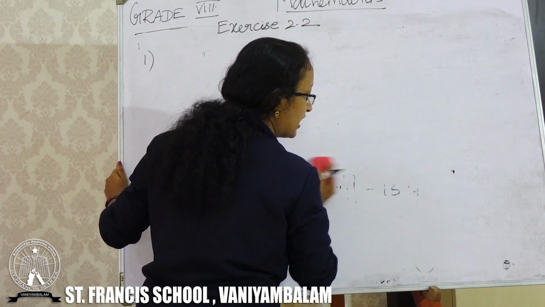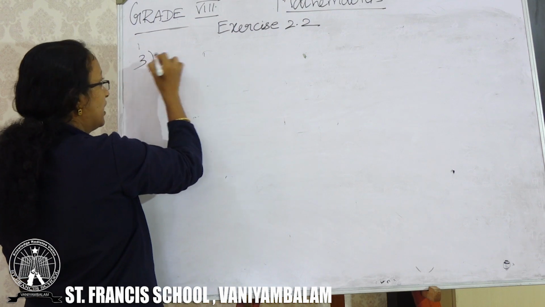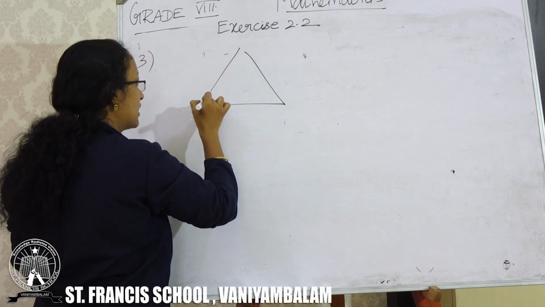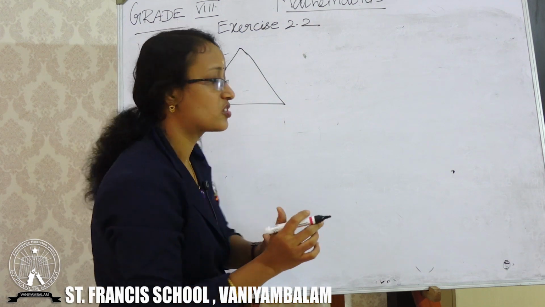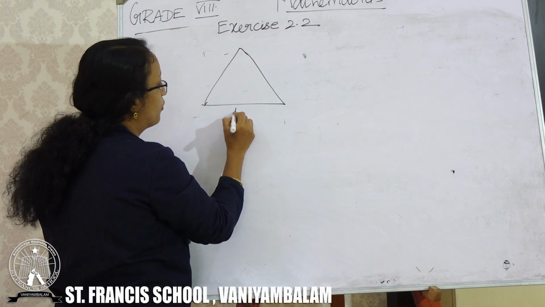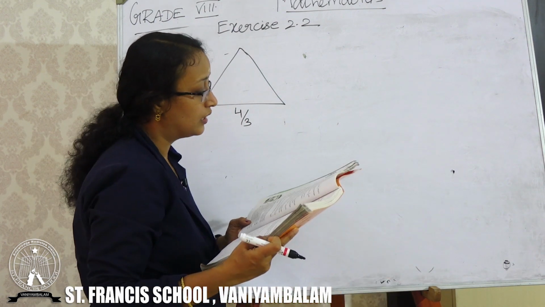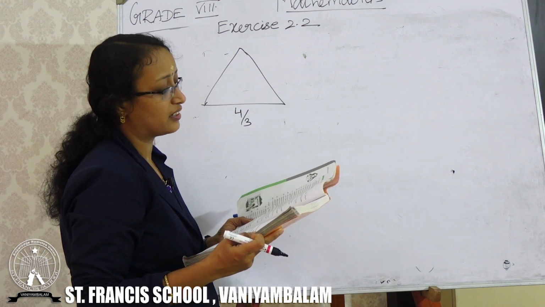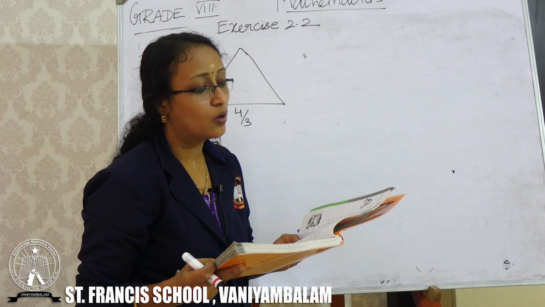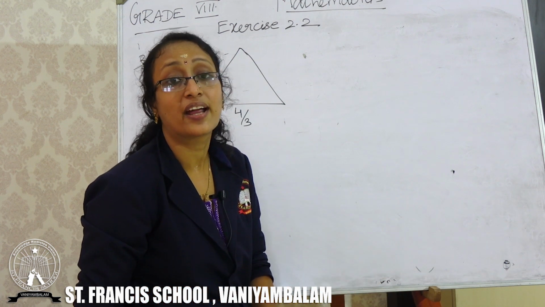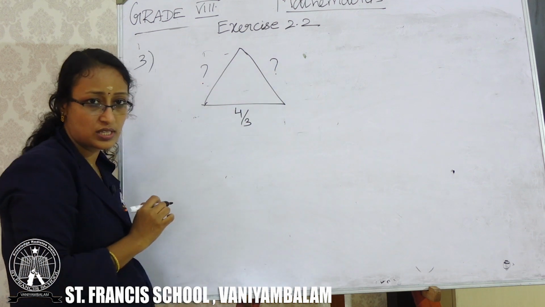So let us take the isosceles triangle, question number 3. Draw the isosceles triangle and let us take the base of the isosceles triangle. What is your base here? 4 by 3. It is given 4 by 3 centimeter. The perimeter of the triangle is 4 2 by 15 centimeter. You have to find the remaining equal sides. That is, you have to find these two sides.